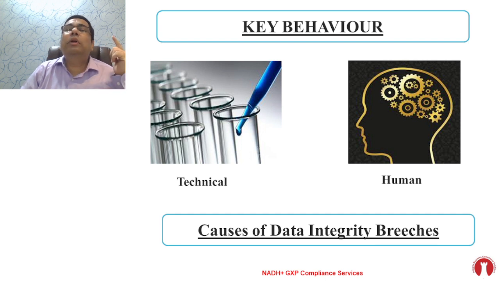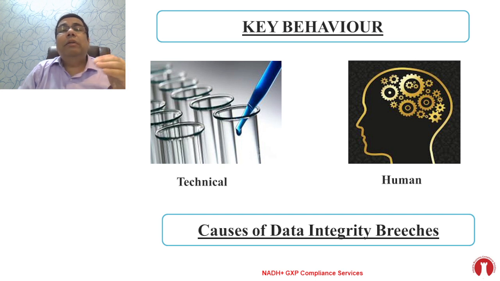And when we discuss human involvement or human cause as a part of data integrity, the behavior of that human plays a very important role. There are a lot of possibilities of error due to humans based on behavior. Of course, if it is intentional, an intention to harm the product, then you can take disciplinary action.